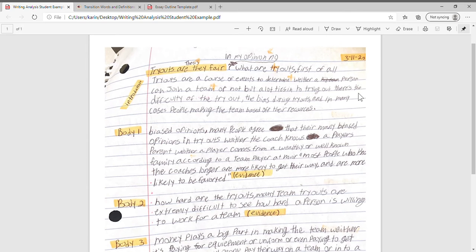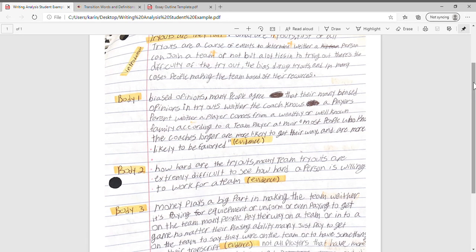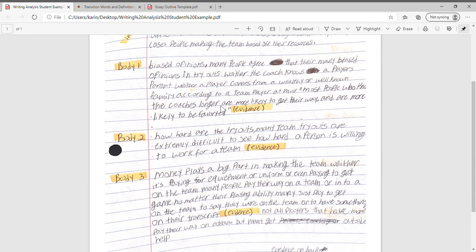And it's also good that you included all of your main points from your body paragraphs in your introduction, so readers have an idea of what they're going to read, so what they're expecting in the essay. It's also good that each of your body paragraphs are talking about different main points. So for your body paragraph number 1, you are talking about biased opinions in sports tryouts. In body paragraph number 2, you're talking about how difficult tryouts are. And for the last body paragraph, how money plays a big role.